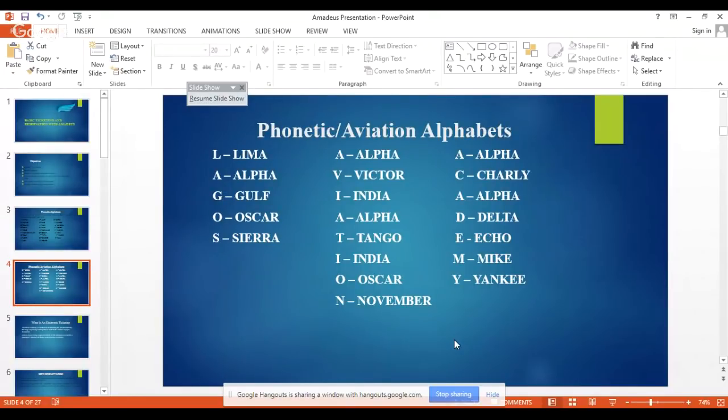Now let's go through these together, the phonetic aviation alphabets. Let's do Lagos Aviation Academy together. Lagos: L stands for Lima, A for Alpha, G for Golf, O for Oscar, S for Sierra. Aviation: A for Alpha, V for Victor, I for India, A for Alpha, T for Tango, I for India, O for Oscar, and N for November. Then Academy: A for Alpha, C for Charlie, A for Alpha, D for Delta, E for Echo, M for Mike, and Y for Yankee.